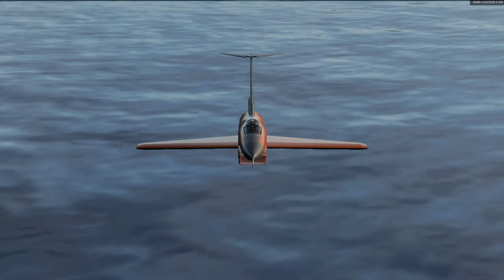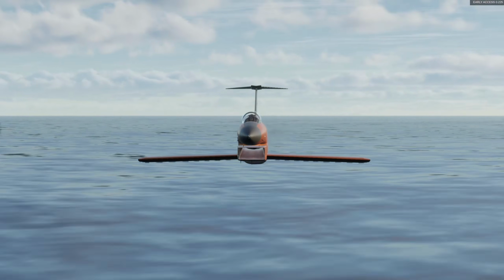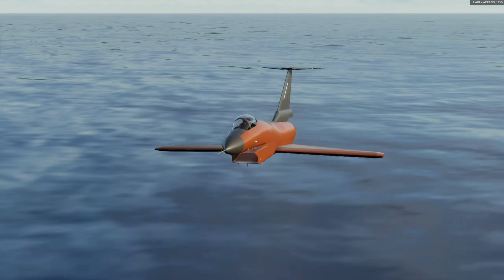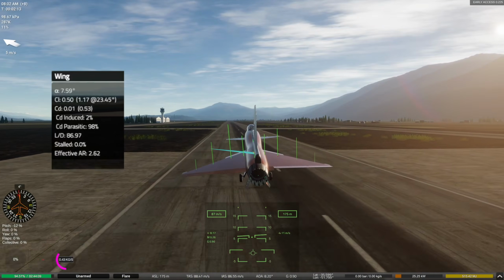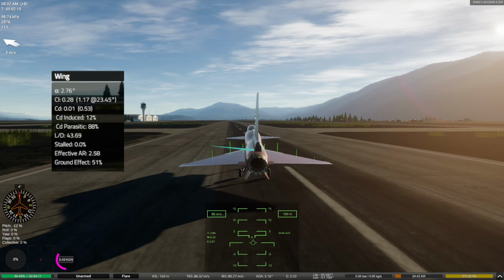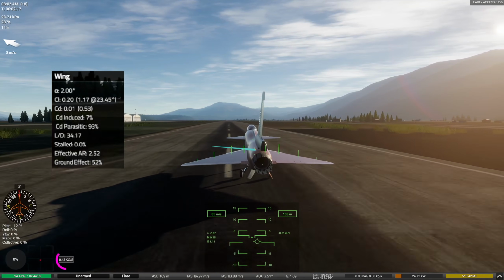The final topic I will be covering for this video is ground effect. As the name implies, ground effect occurs when an aircraft's wing is close to the ground relative to its wingspan. Once the wing becomes affected, one can expect an increase in lift and a decrease in induced drag.